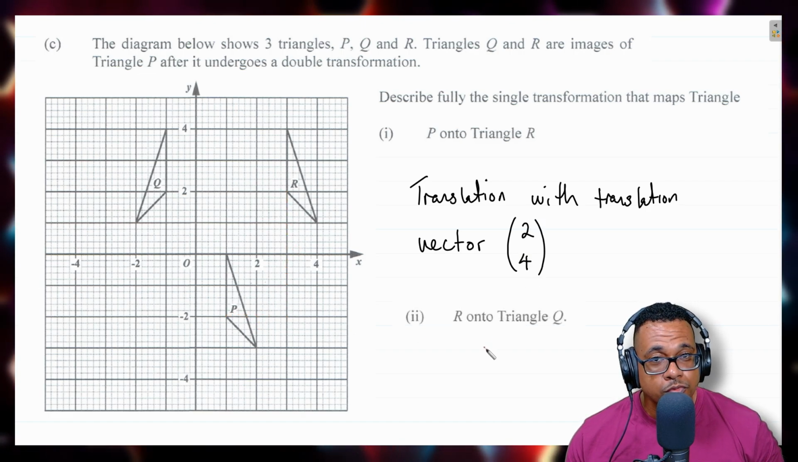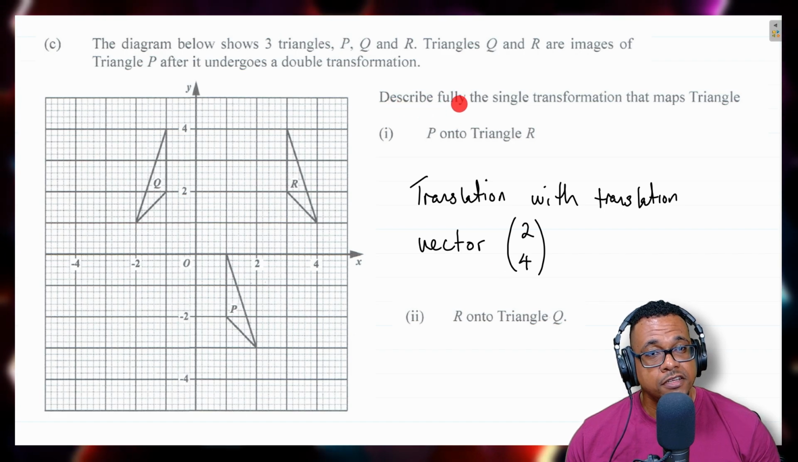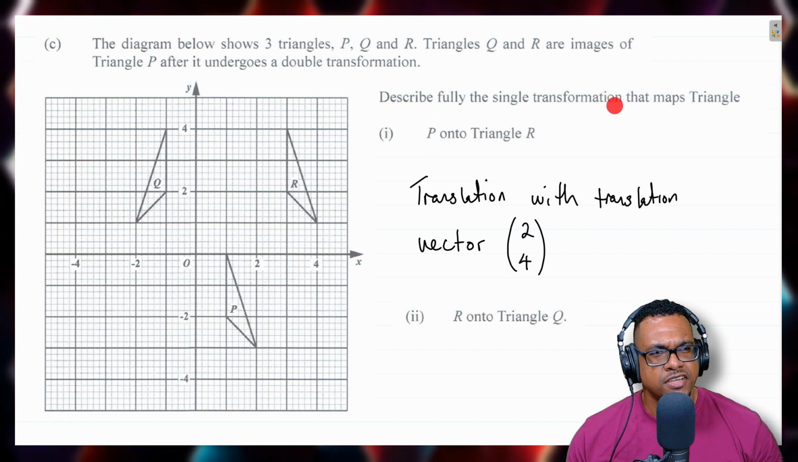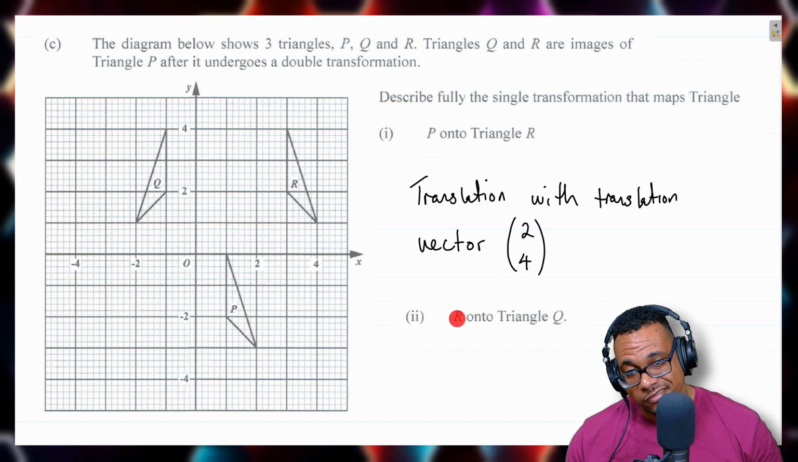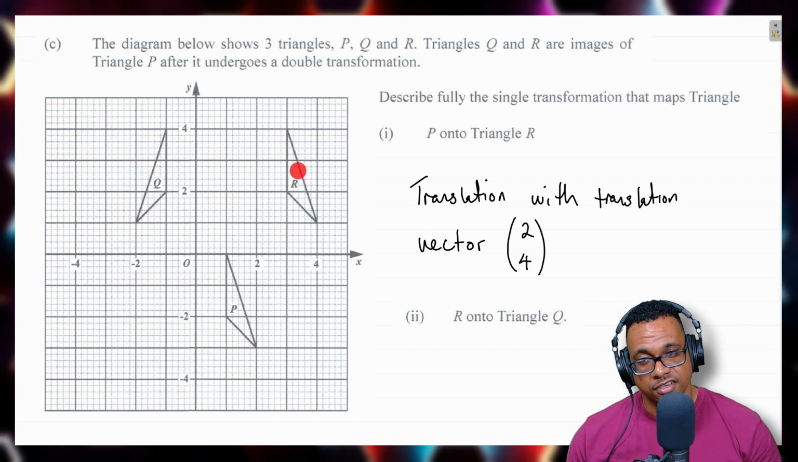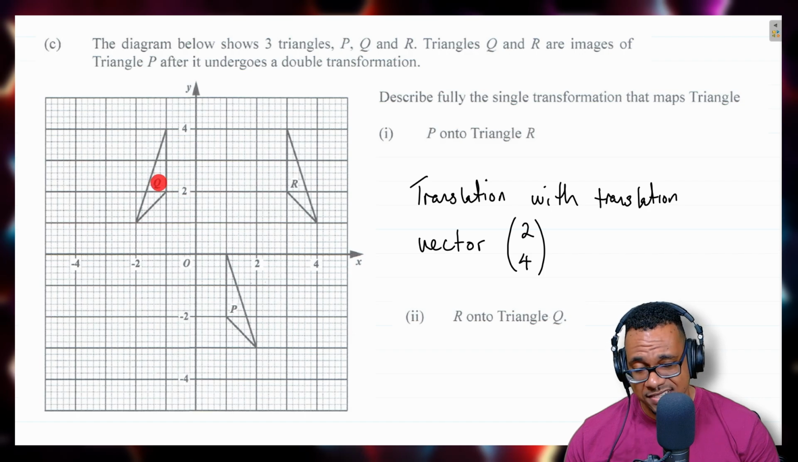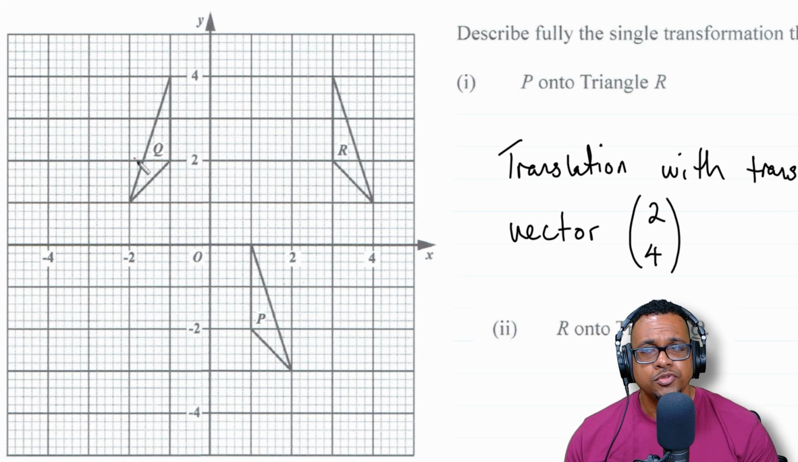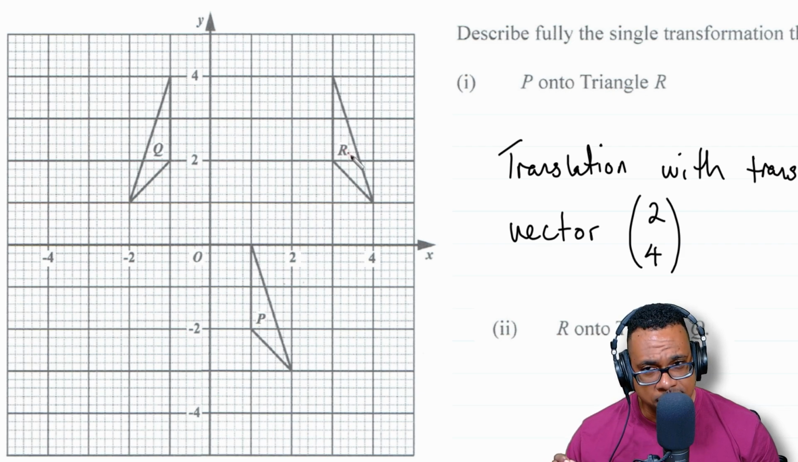Now for part 2, we want to do the same thing. We want to describe fully the single transformation that maps triangle R onto triangle Q. So we want triangle R as the object mapping to triangle Q as the image. Now when looking at these two triangles, we've seen that they are not in the same orientation. So it cannot be a translation. But what I notice about R and Q, it's laterally inverted. And anytime I see lateral inversion, that tells me it's a reflection.